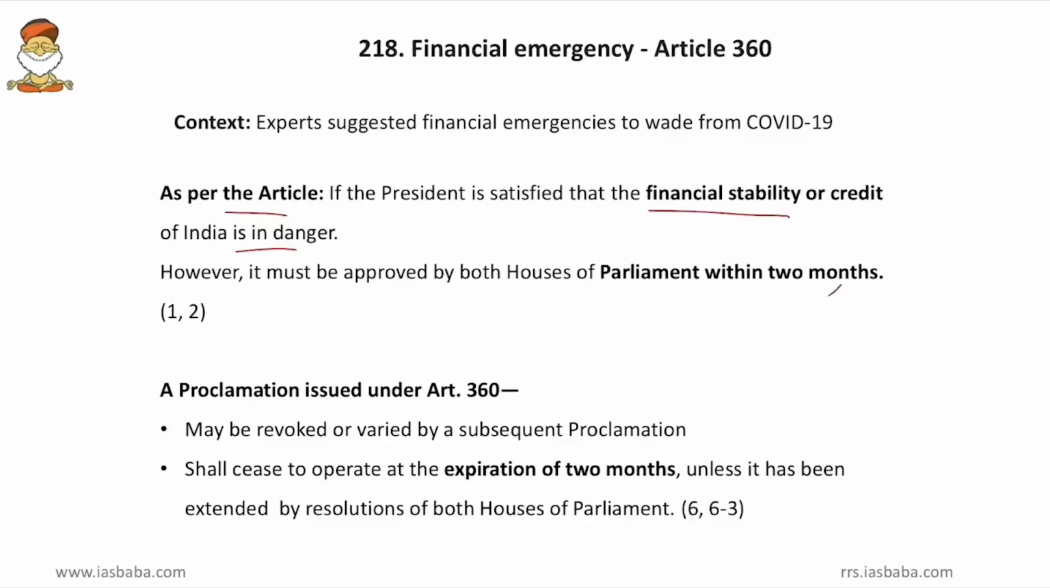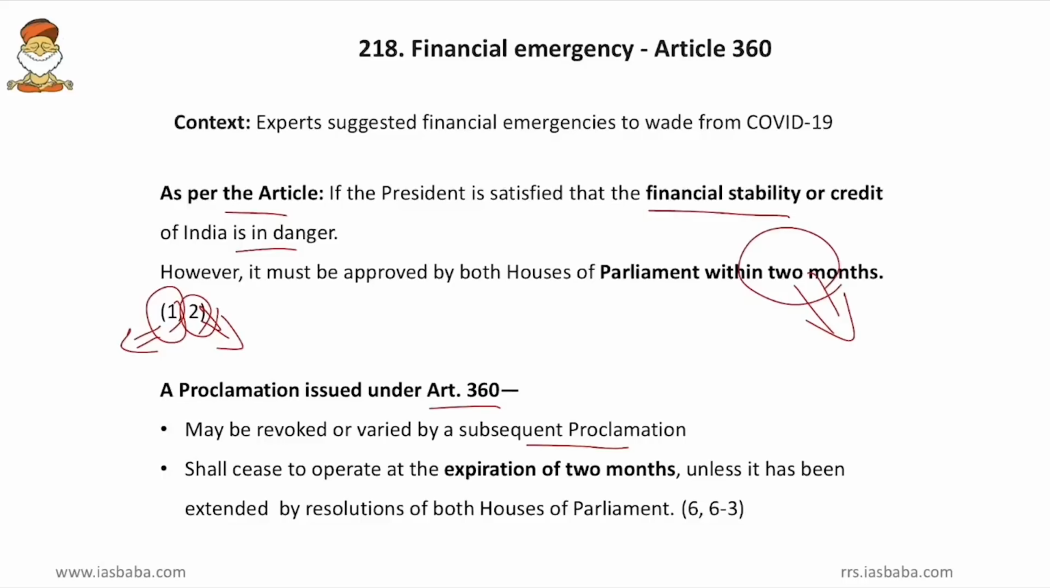So, this 2 months is not the same for all kinds of emergencies. We will revise here itself that for a national emergency, Parliament has to approve the proclamation within 1 month, and for a state emergency or presidential rule, the approval has to be given within 2 months. So, making out the difference, we move on. Then, a proclamation issued under Article 360 may be revoked or varied by a subsequent proclamation. So, the President himself can remove the financial emergency by a subsequent proclamation.